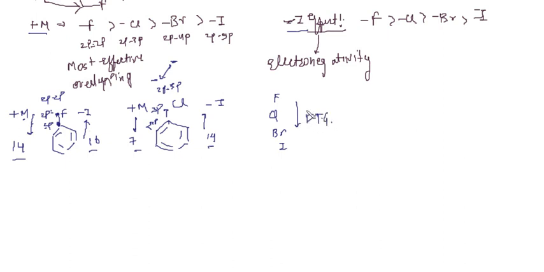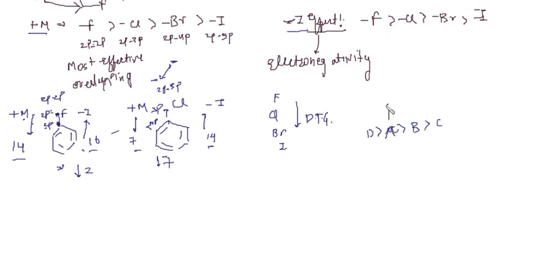Okay, decreases down the group. So the magnitude change is not much. If you see the overall effect, here it has reduced by 2 and here it is reduced by 7. So as we go fluorine, chlorine, bromine, iodine, the minus I effect reduces. Okay, the electron pulling tendency reduces. So the overall order is first of all D, then A, then B, then C.